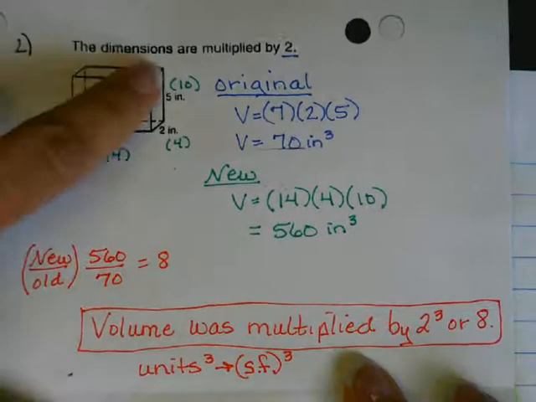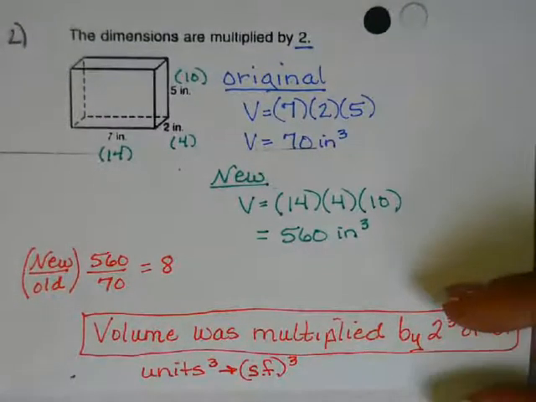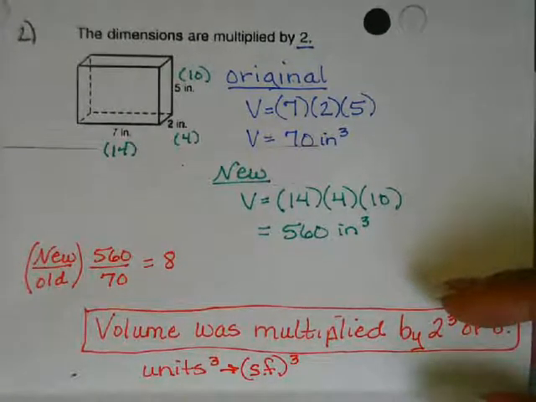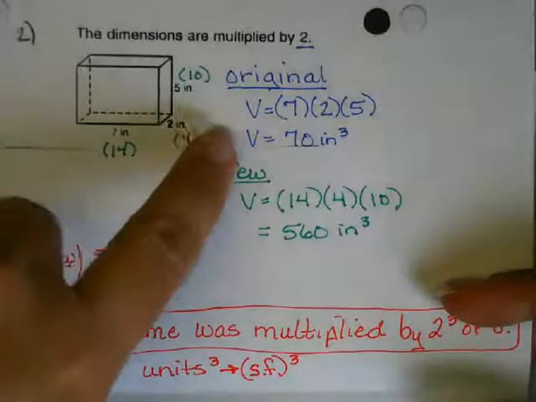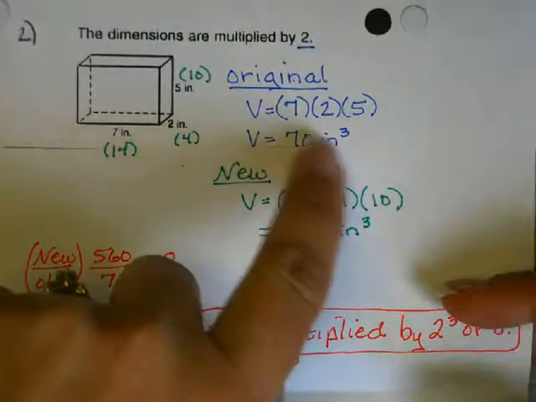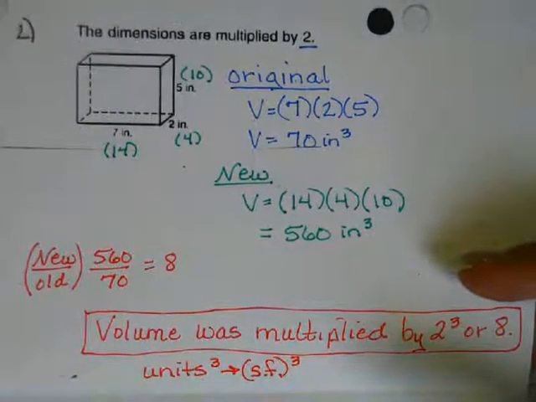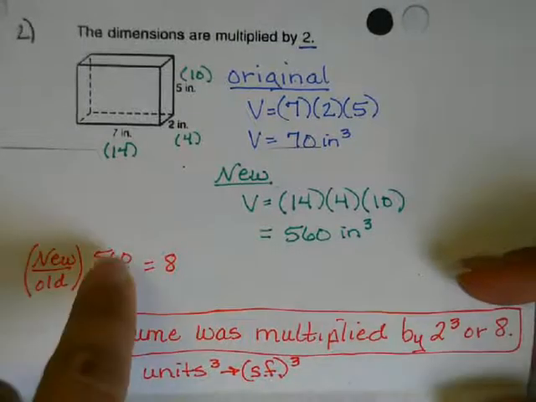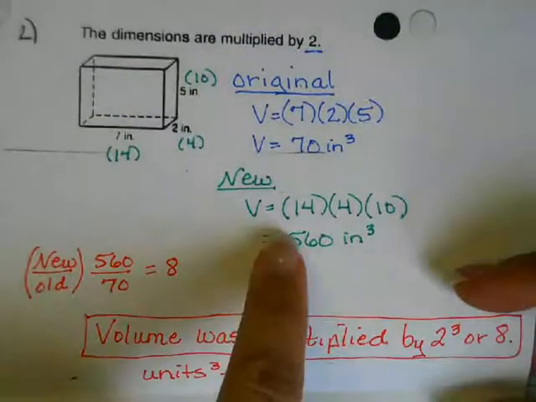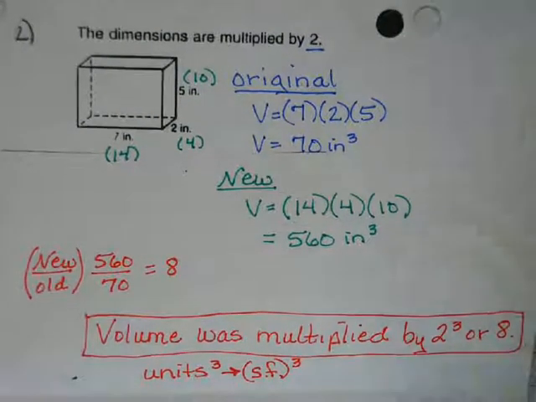Notice it says the dimensions, more than 1, are multiplied by 2. Okay, well, remember, in this case, always find the original unless they've given you an original volume. Find the original volume using their original dimensions. That's a 7, by the way. So you have 7 times 2 times 5, length times width times height, and you get an original volume of 70 inches cubed. Then go and multiply everything by the scale factor, find your new dimensions, and just plug those in. 14 times 4 times 10, and you get the 560 inches cubed.